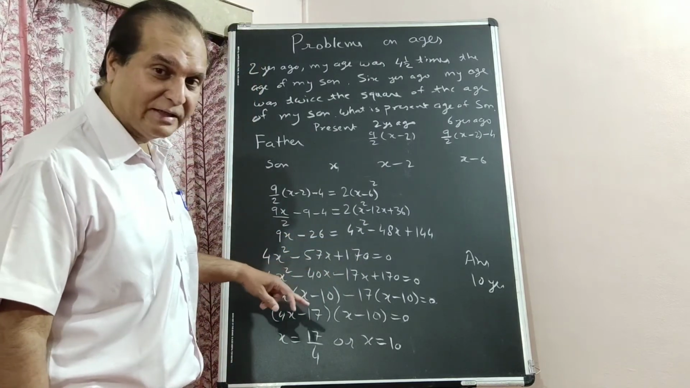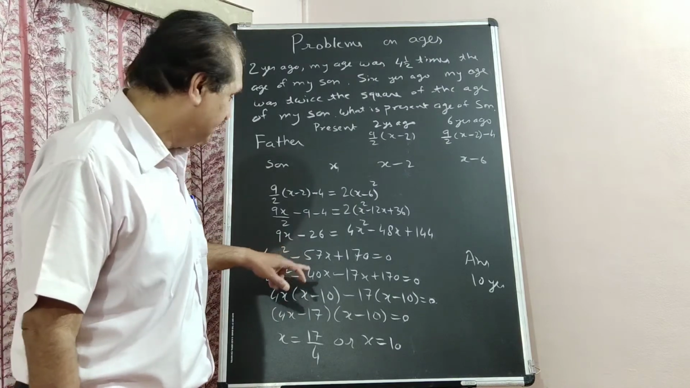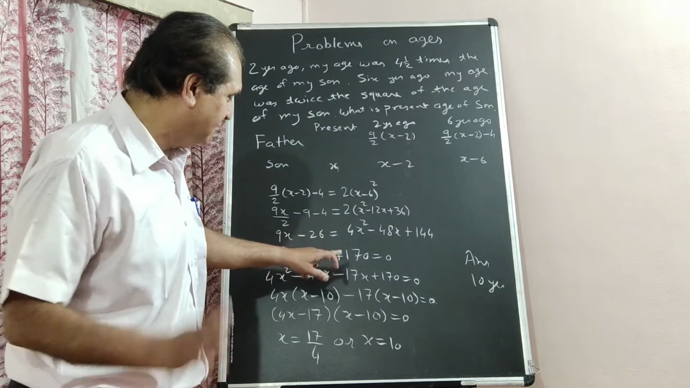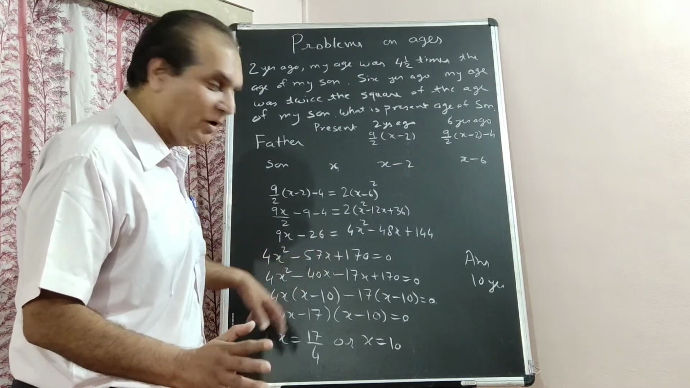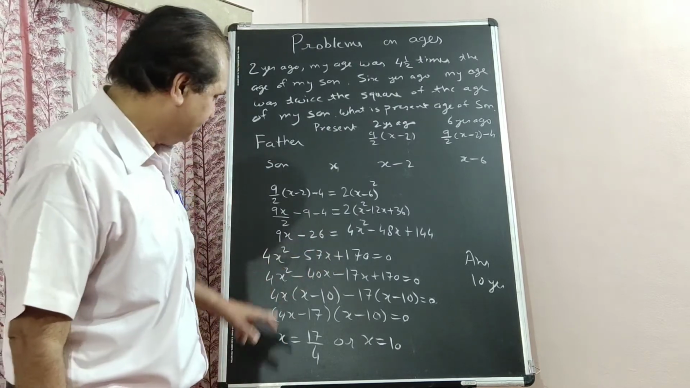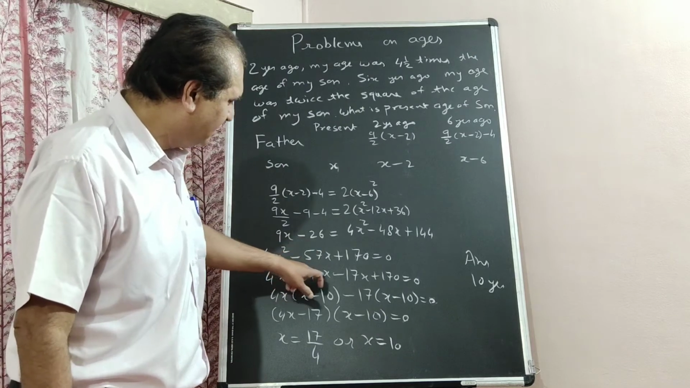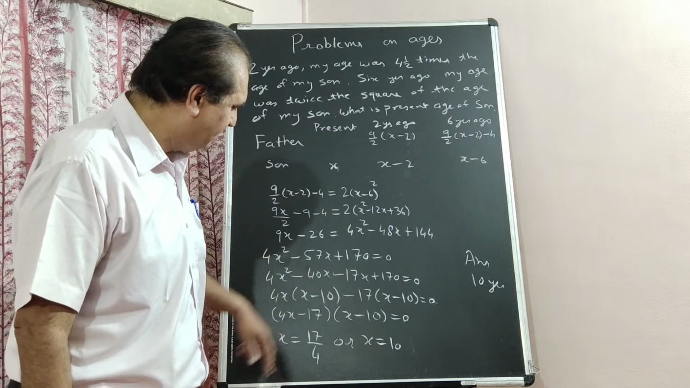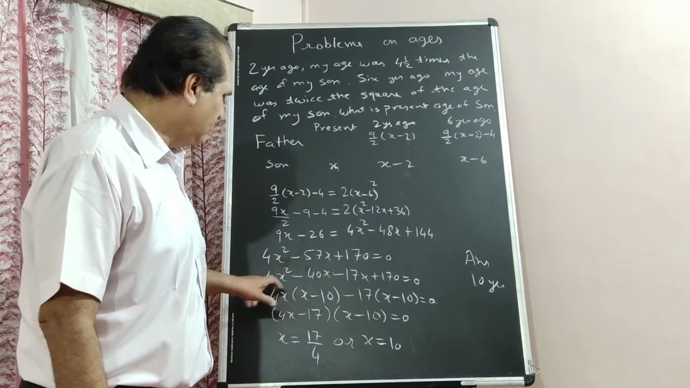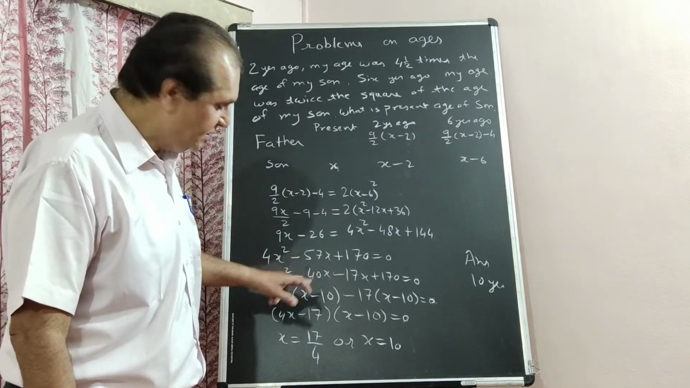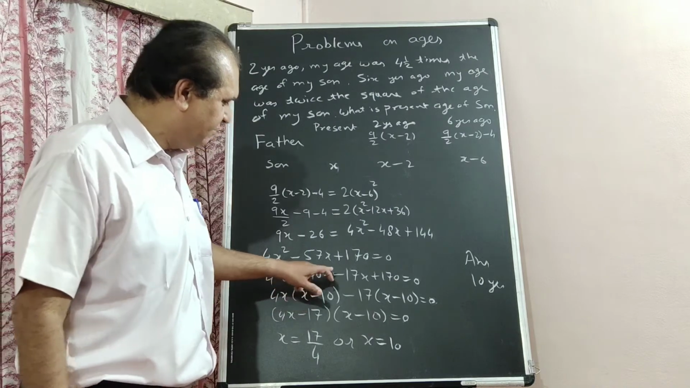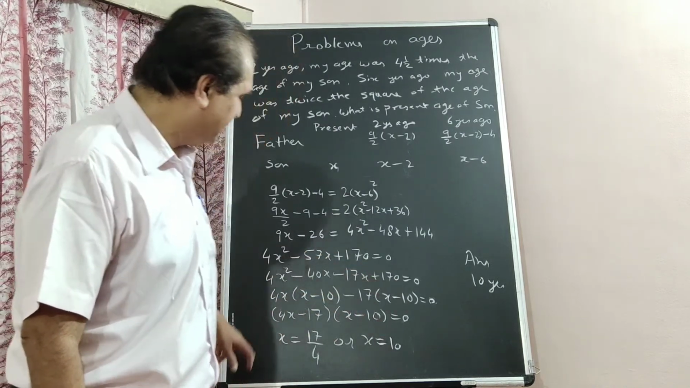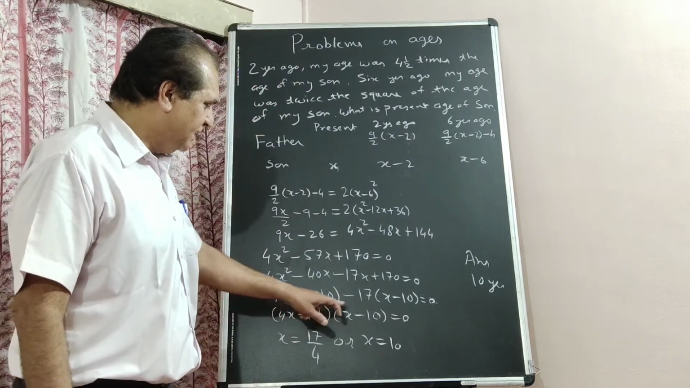We have to find the factors by splitting the middle term. So you want the product as 4 into 170, that is 680. Okay, so 40 and 17 are the factors. Middle term 57 I am splitting as 40 and 17. Okay. Now in first two I am taking 4x common, bracket x minus 10. In second I am taking 17 common, bracket x minus 10. So (4x minus 17)(x minus 10).